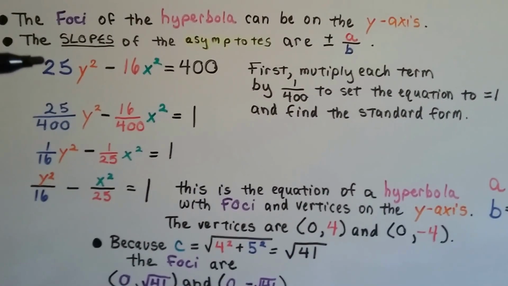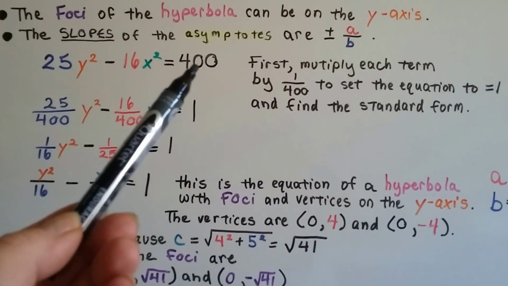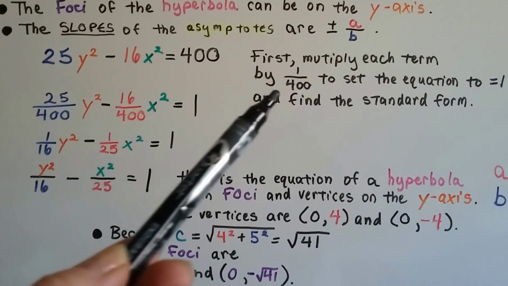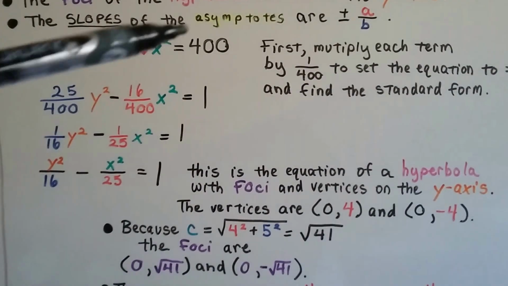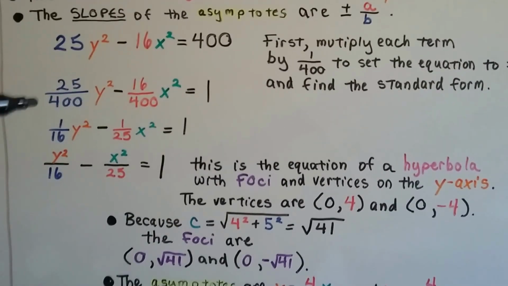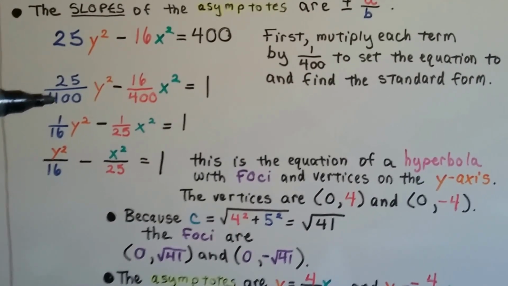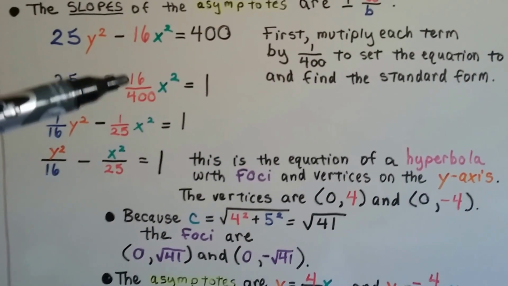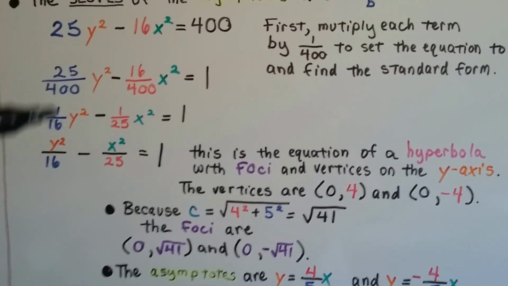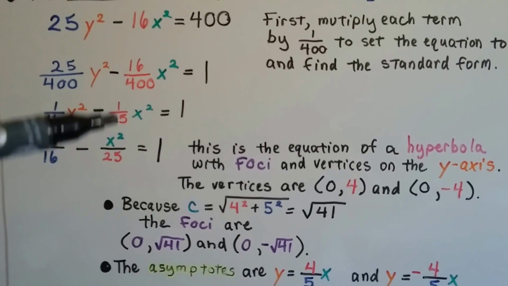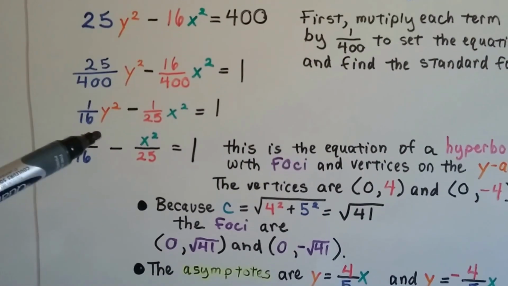So here's our equation. We've got 25y squared minus 16x squared equals 400. First thing we do is turn this into a 1. So we multiply each term by 1/400th to set the equation to equal 1 and find the standard form. So that would become a 400 over 400. Now we've got 25 over 400 because 1 times 25 is 25, isn't it? And we've got a 16 over 400. We can simplify this. 25 goes into 400 16 times, so we've got 1/16, and we got 1/25 because 16 goes into 400 25 times. It's kind of neat how the numbers swapped places, isn't it?